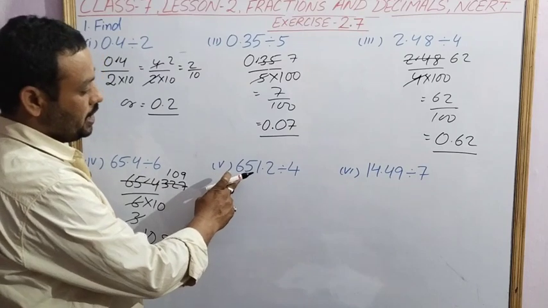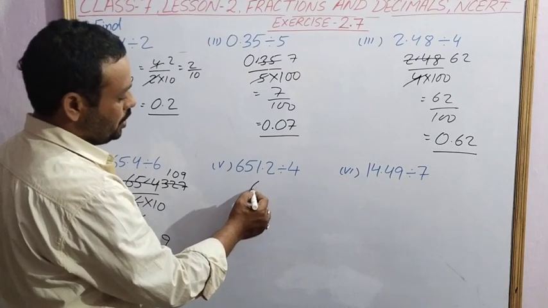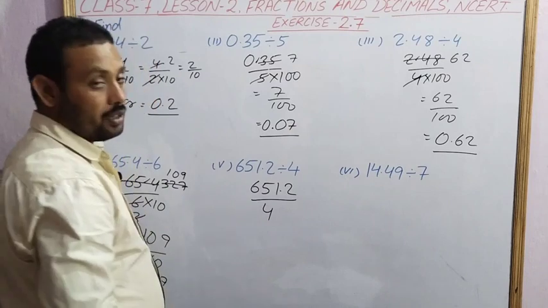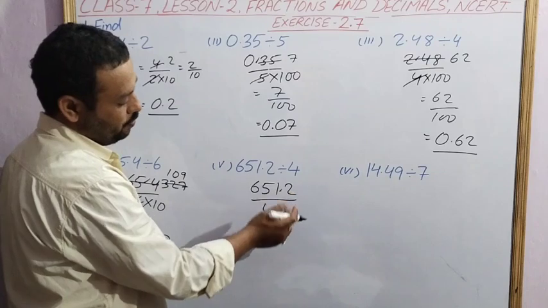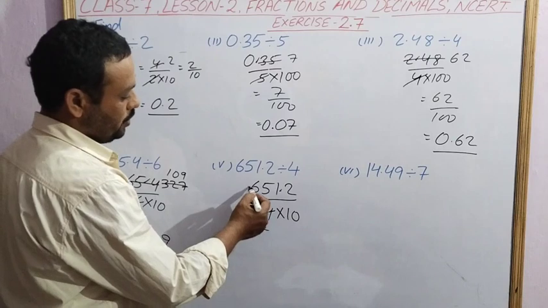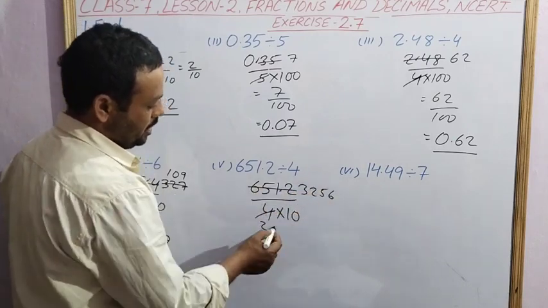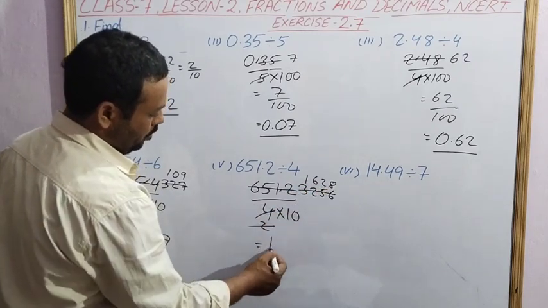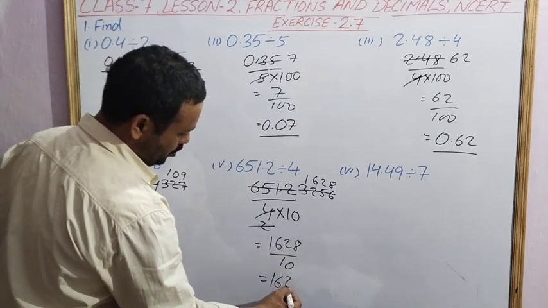Question number 5, 651.2 divided by 4. 651.2 divided by 4. Now we will remove this decimal. After the decimal we have one digit, so we will multiply by 10. Divisible by 2. This one is also divisible by 2. 2 times 2, 3, 2, 5, 6. Again it is divisible by 2. 1, 6, 2, 8. Now 1628 divided by 10, that is 162.8.